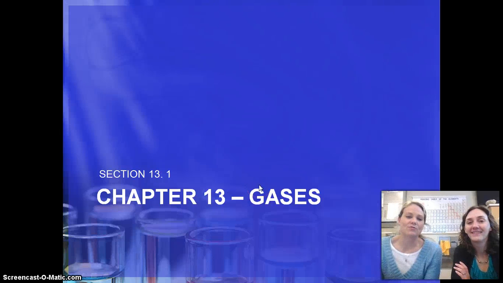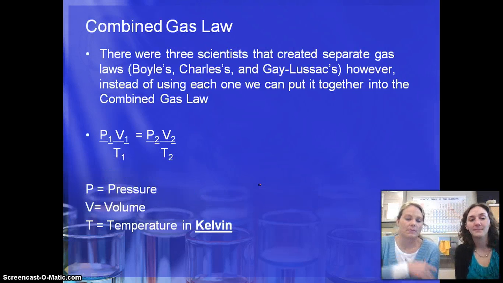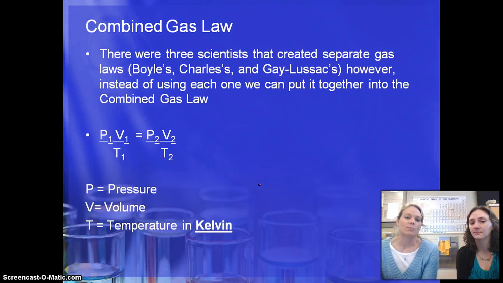Chapter 13, we're going to move into the mathematics that go along with the vocabulary that you used out of Chapter 12. So the first topic is called the combined law. There were three scientists that created separate gas laws, and what we can do is actually put them all together into the combined law. And it deals with pressure, volume, and temperature. You're going to have something at station 1, and you're going to change a variable to your 2's, and you're just going to cross multiply and divide and solve for them.